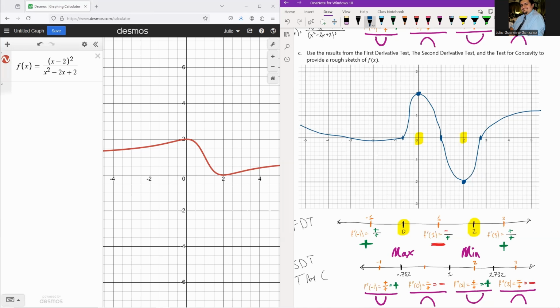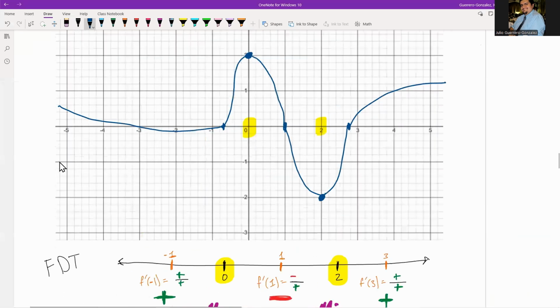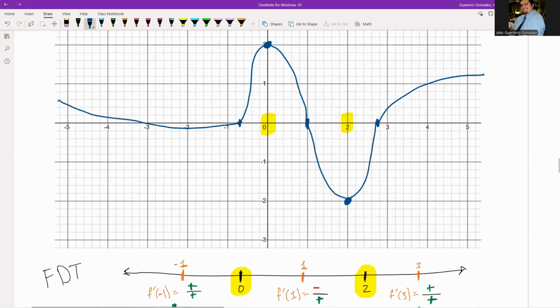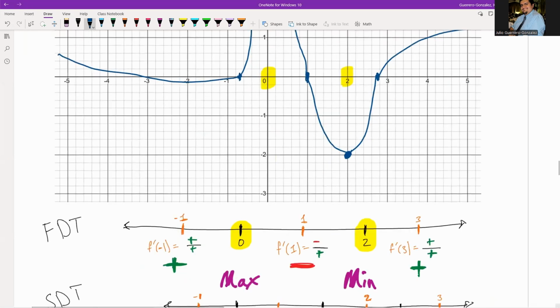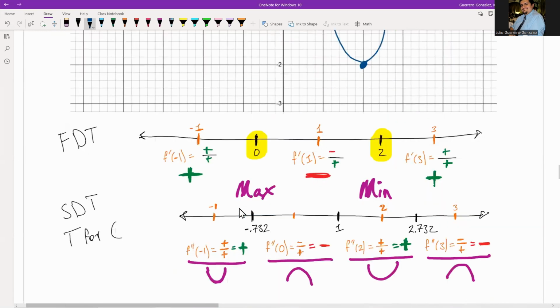So yeah, there we go. This is how we're able to graph functions solely using the first and second derivative. Okay, cool stuff, right?